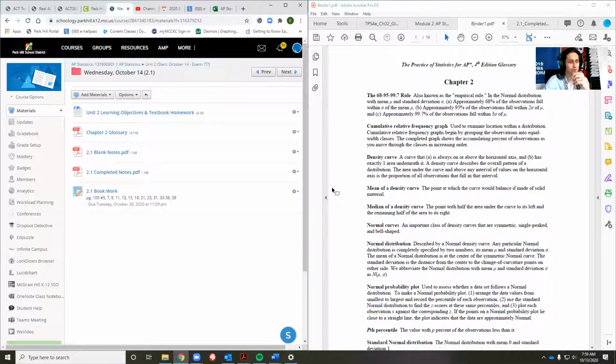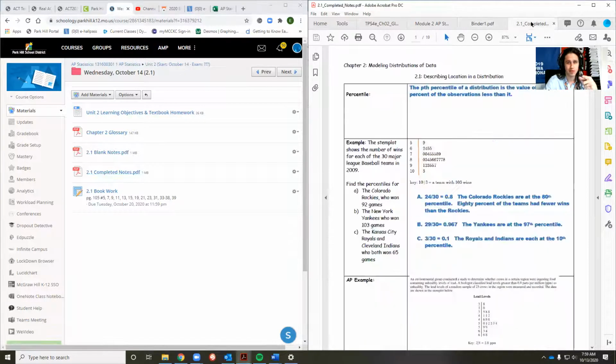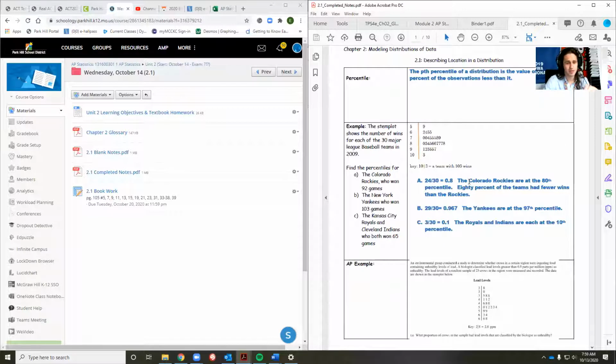We're going to start doing math. There are formulas in there. If you want to write down the formulas, you're welcome to. Again, blank notes, completed notes. I'm going to have the completed notes up here for the AP problems because I don't need to replicate if AP's done it already.